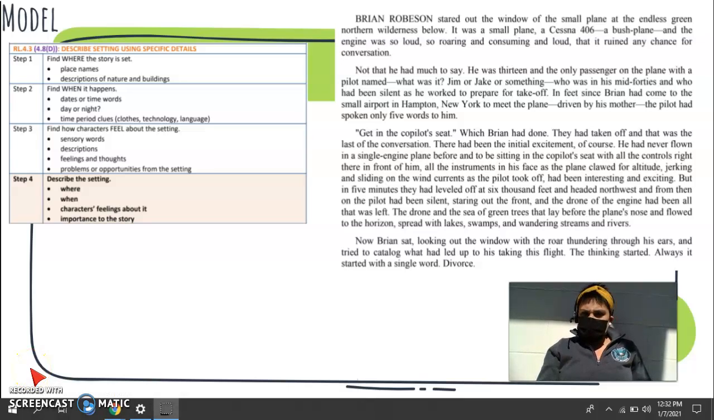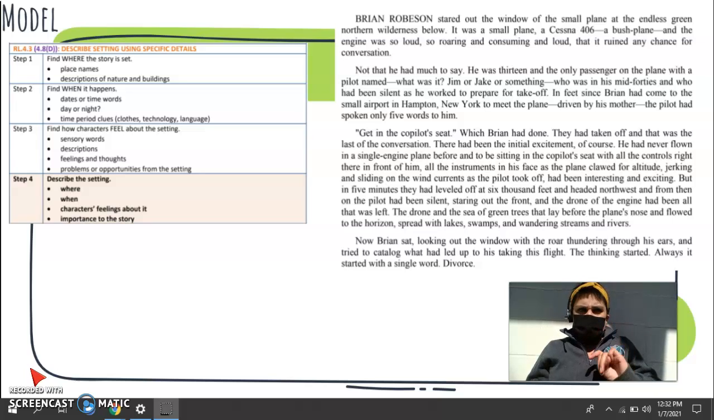Model how to describe a setting using specific details. And to do that, we have 4 steps. Our first step is we ask ourselves, where is the story taking place? What is the setting? Our second step is we ask ourselves, when is it happening? Like what time period it is, like what time of day, is it in modern day, is it back in the olden days? That's the second step.